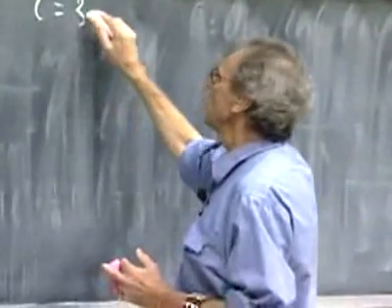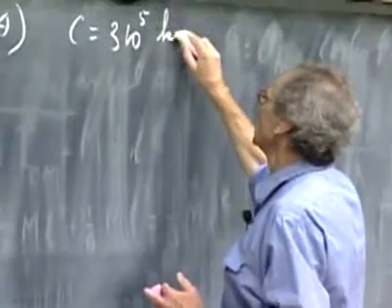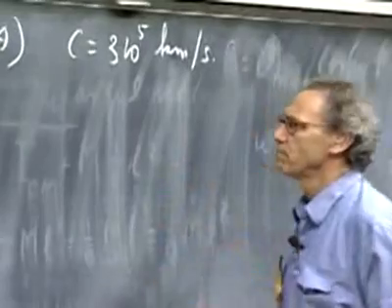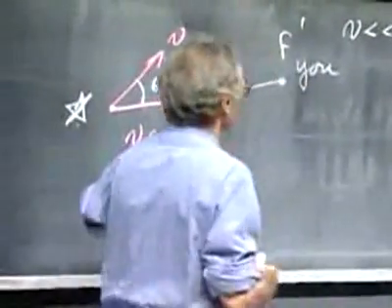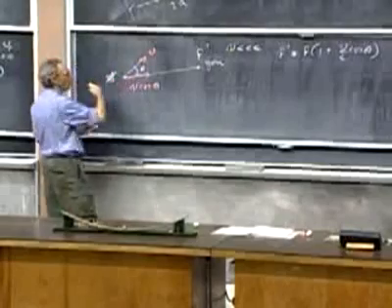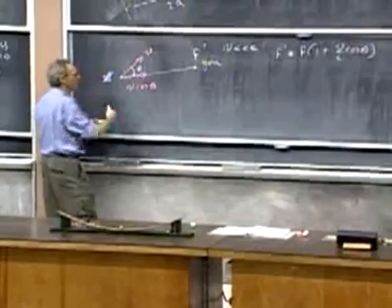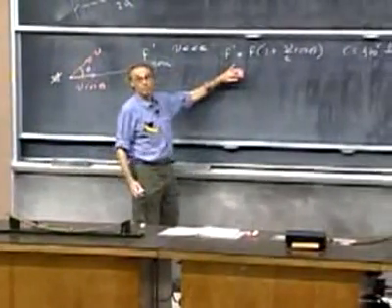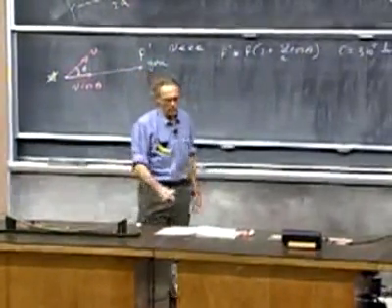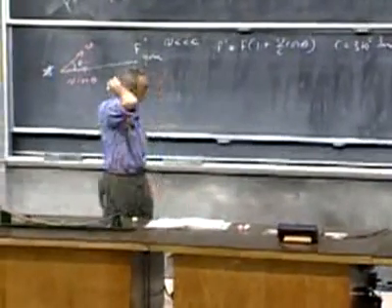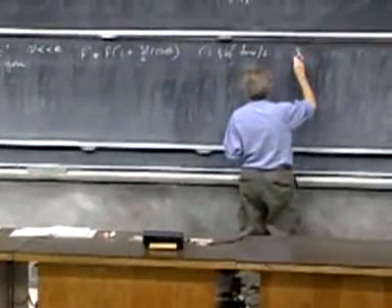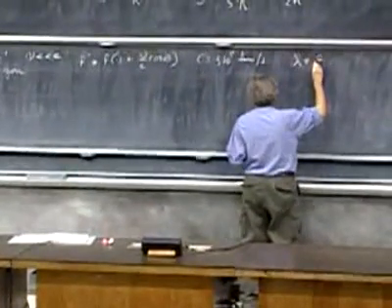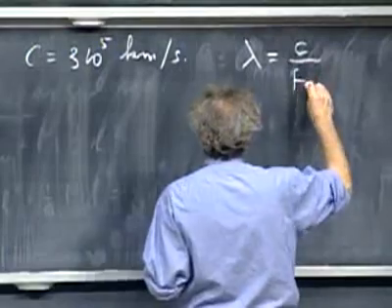c is 3 times 10 to the 5th kilometers per second. If cosine theta is positive, the object is approaching, and you observe a higher frequency. If cosine theta is negative, the object is going away, the radial component is away from us, and the frequency is lower. In optical astronomy, we cannot measure frequencies, we can only measure wavelength. And the connection between wavelength and frequency is lambda equals the speed of light divided by the frequency.